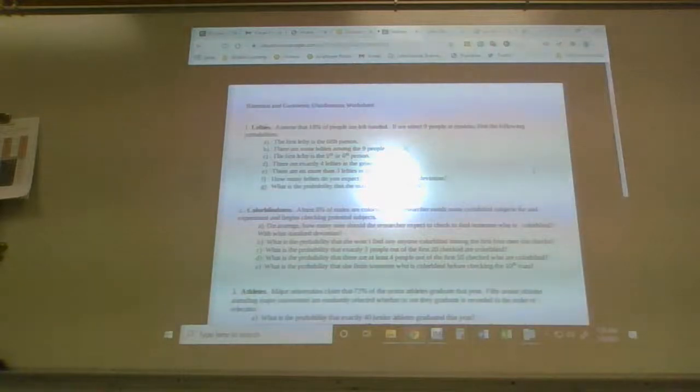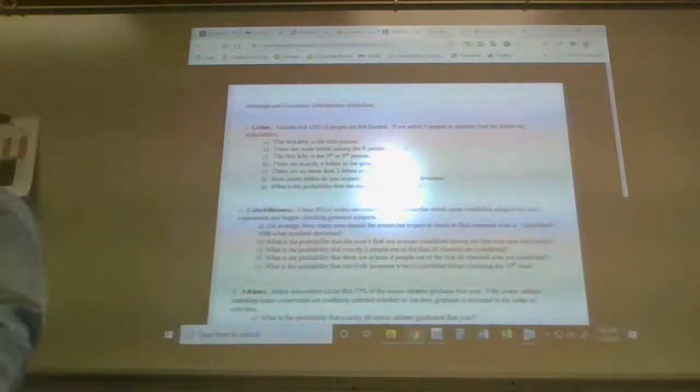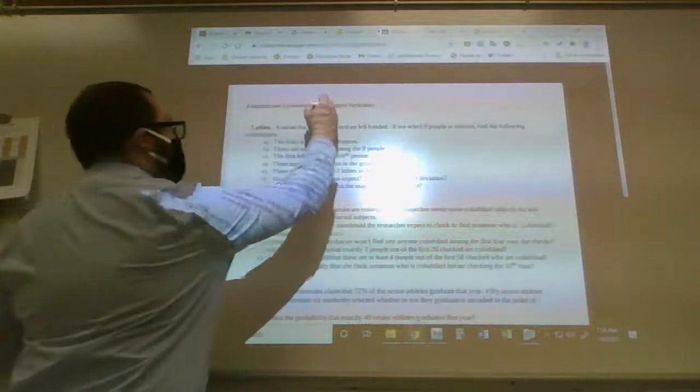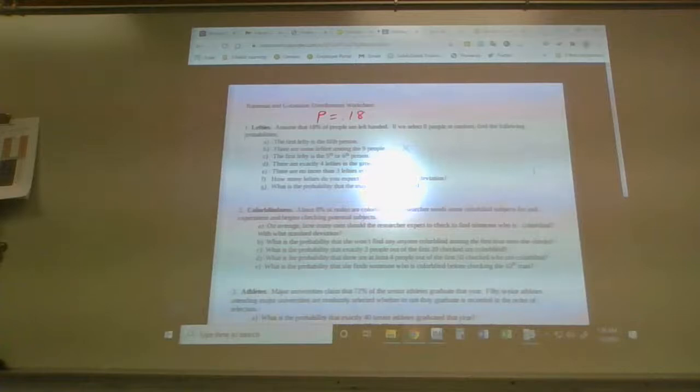Now, assume 18% of people are left-handed. So for something like number 1, they are automatically going to assume that the probability of success in this case is 18% or 0.18. Yeah, they're selecting 9 people at random. Don't worry about that. Let's look at number 1A.